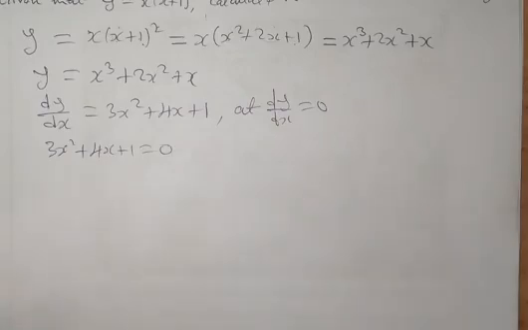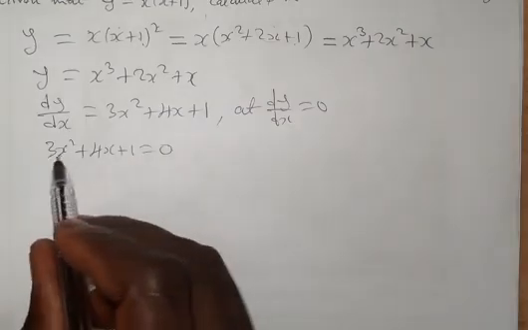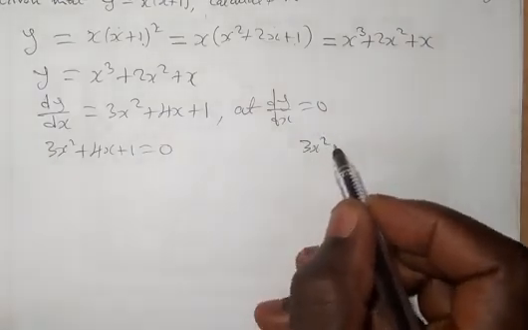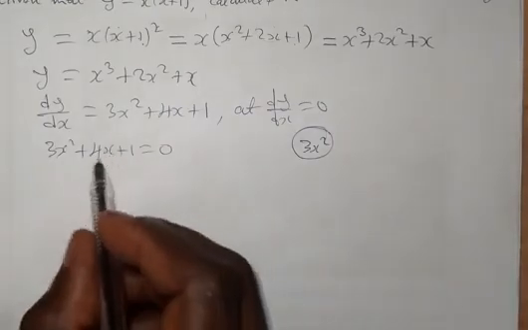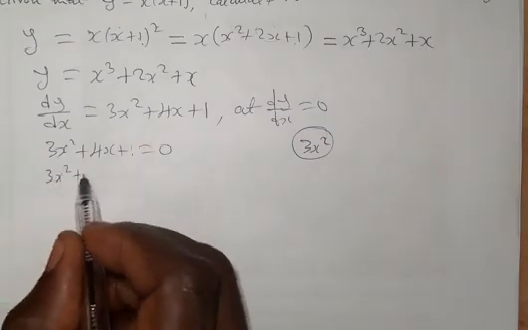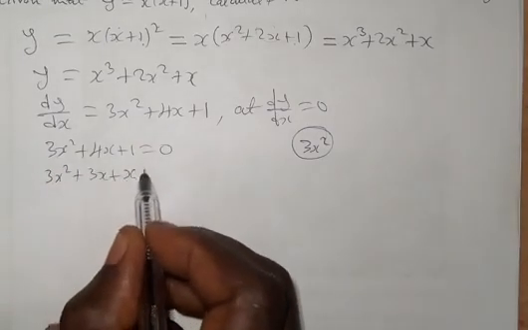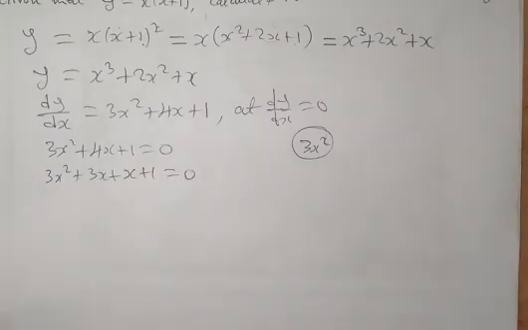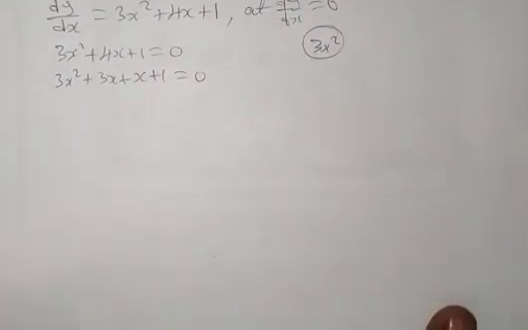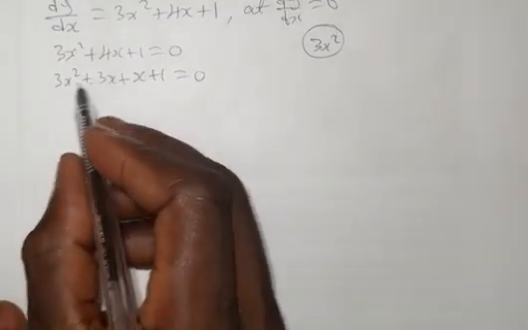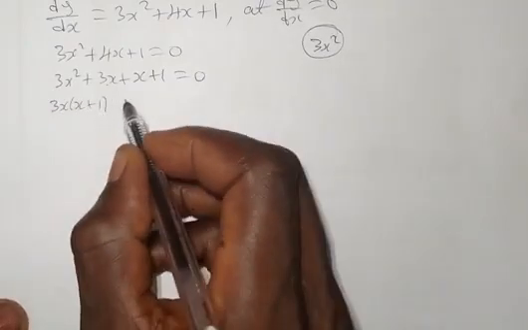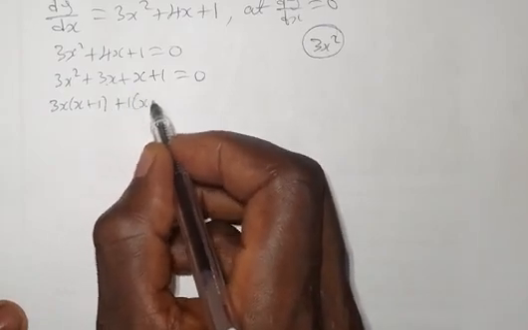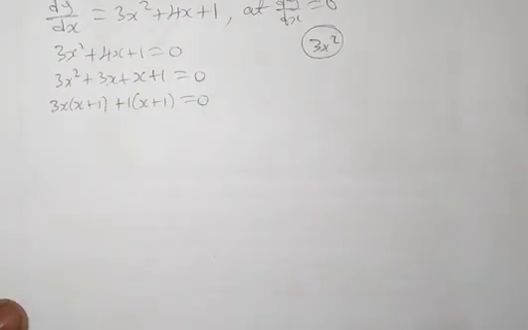To solve this quadratically, for 3x², what are the factors that when you add or subtract give you what is in the middle, which is 4x? Then this will be 3x² + 3x + x + 1 = 0. So to resolve it, the factors are 3 and 1. You can factor 3x here, so that you have 3x(x + 1) and then plus 1(x + 1) = 0.